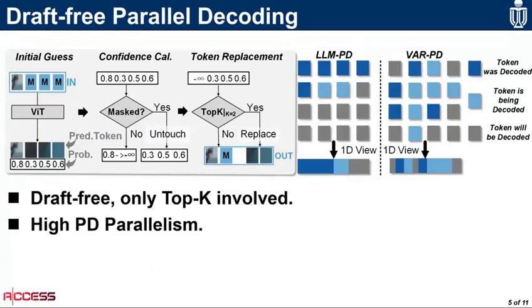First, draft-free parallel decoding. Basically, our proposed draft-free parallel decoding only involves top-K operation to decode the most confident top-K visual tokens, and therefore is draft-free.